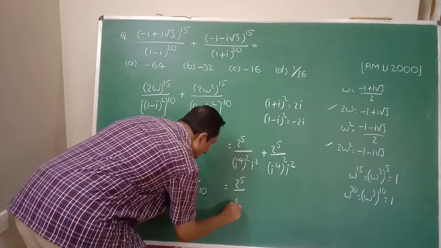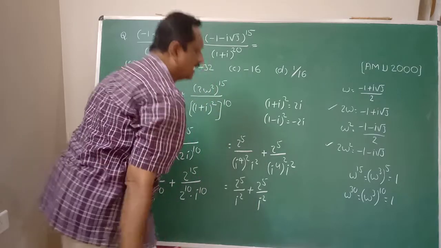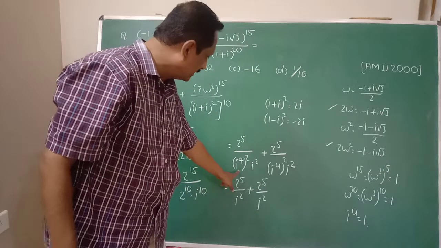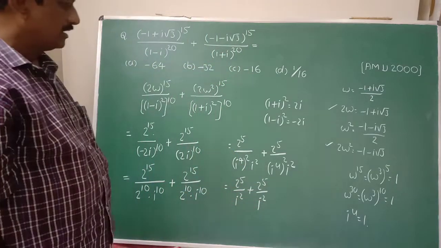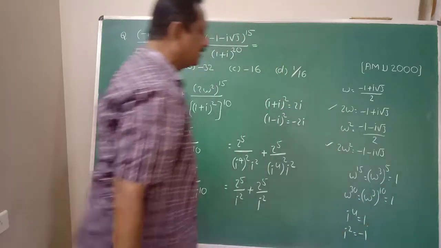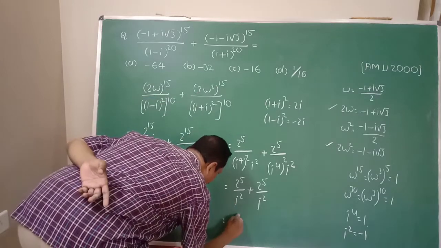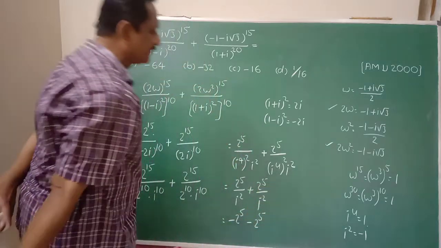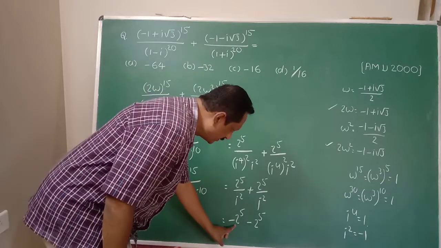So we have 2 raised to 5 divided by i square plus 2 raised to 5 divided by i square, because you know i raised to 4 is always 1. 1 into i square is i square. And you know that i square is minus 1. So 2 raised to 5 divided by minus 1 is minus 2 raised to 5, and the same for the other term: minus 2 raised to 5.